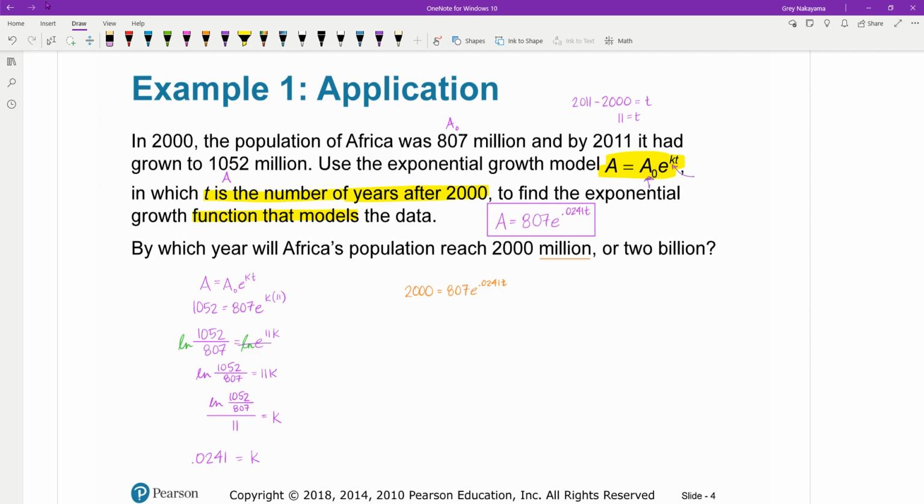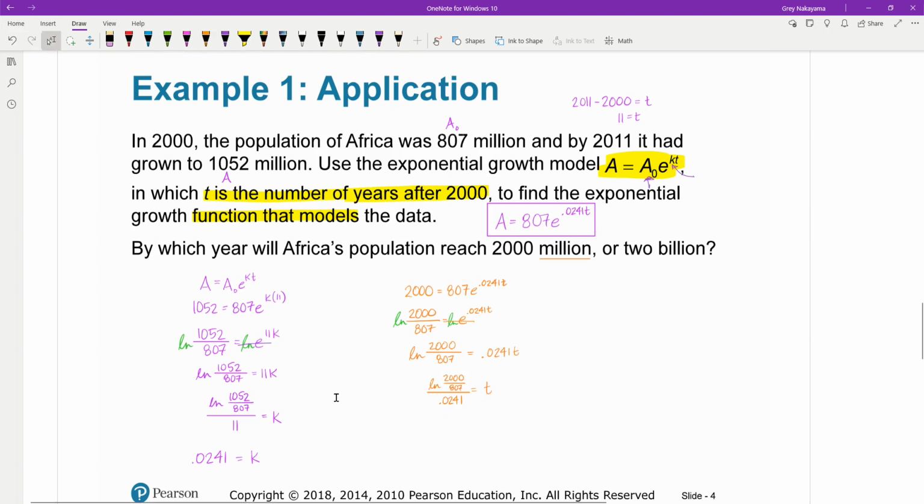Again, I have to divide both sides by 807. And now I'm going to take the ln of both sides. And remember that ln of e, those are composing inverse functions. So I'm going to have ln of 2,000 over 807 equals 0.0241t. And y'all, I can't encourage you enough. Well, I'll keep going. Divide both sides by 0.0241.